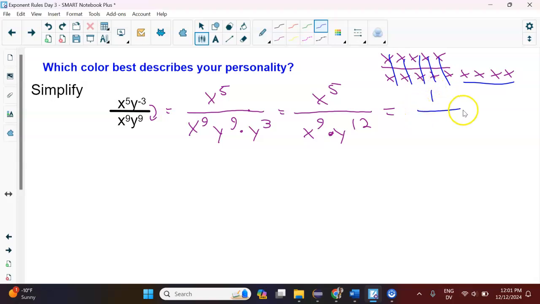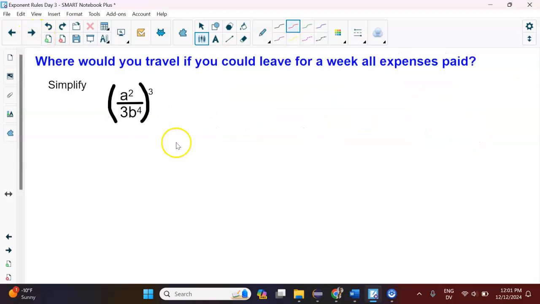Okay, so on here we just have 1 on the top left, and then on the bottom we have 4 x's, and we still have the y to the 12th. Okay, so this one cleans up to be 1 over x to the 4th times y to the 12th. Again, there's different routes there, but I like to think of it as expanded form, so that's kind of the route I would go. All right, again, pause the video, give this a shot.